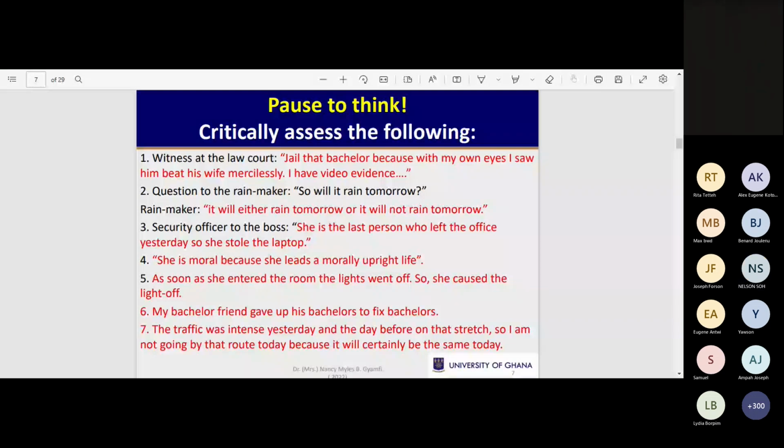Language. She says, you people should jail that bachelor. Why? Because he has beaten his wife. I'm sure that person will be a fan like me. You are saying, I even have video pics. The bachelor, a bachelor cannot, not that he doesn't, he can't even have a wife, let alone beat.